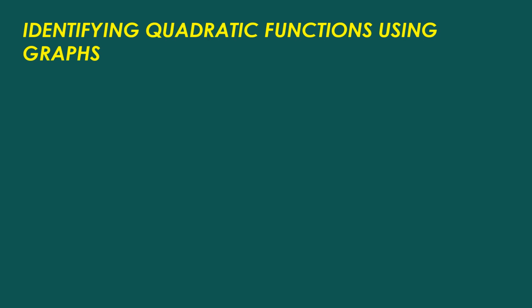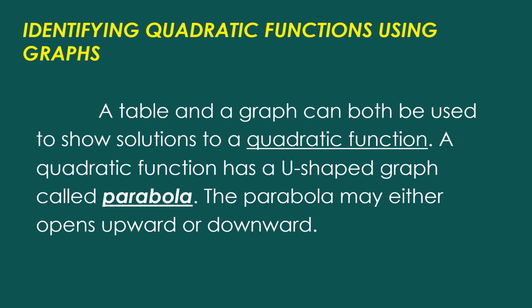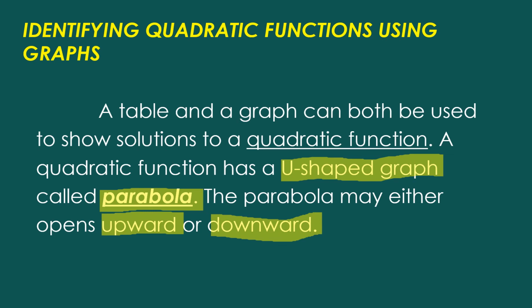Now, let us identify if it is a quadratic function using a graph. Remember, a table and a graph can both be used to show solutions to a quadratic function. A quadratic function has a U-shaped graph that is called a parabola. This parabola may either open upward or downward.